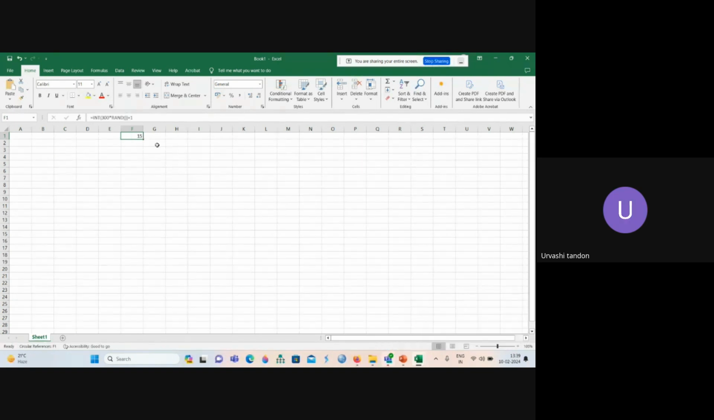Now, suppose I want to generate a random number between 1 to 300. So this is the formula: equal to INT, which means integer. We don't need decimal points. 300 into RAND bracket plus 1. Let's say you have a list, right? You put all the numbers. I need a random number between, let's say, 1 to 400, and I press enter.